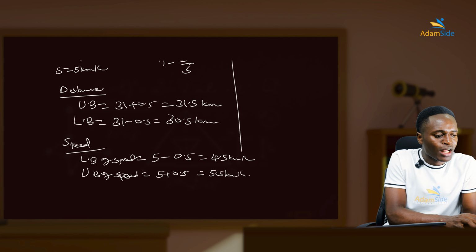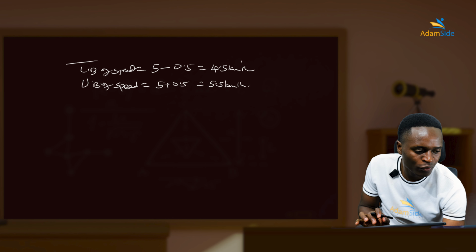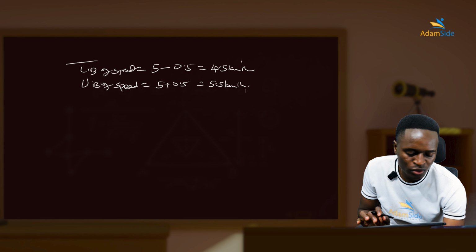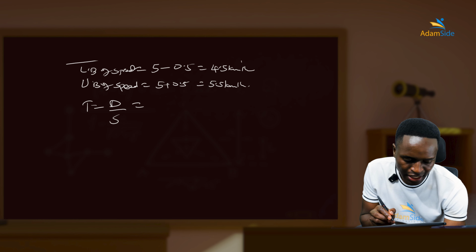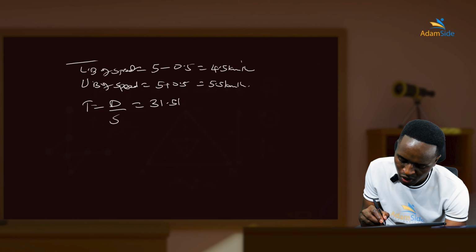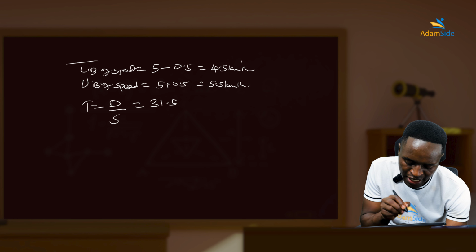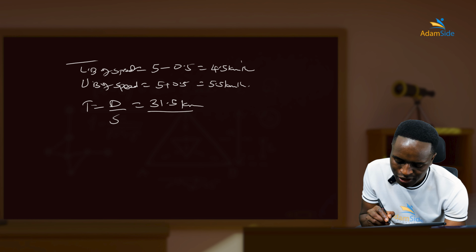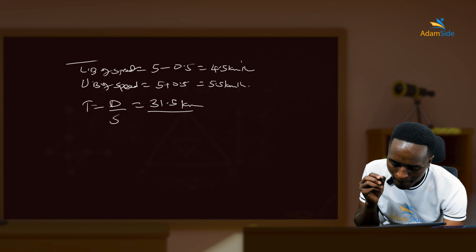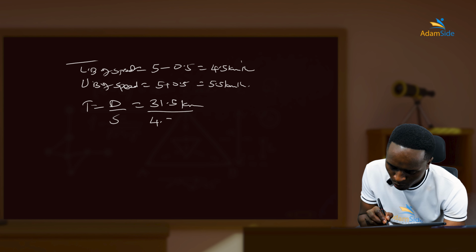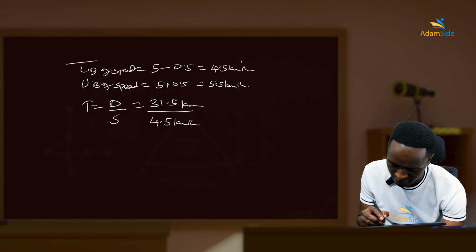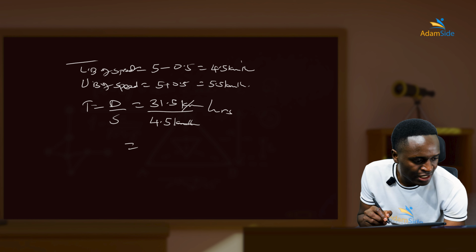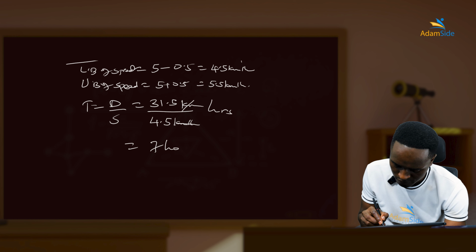Now, the question says, work out the upper bound of the time taken for Anna's walk. If we need the upper bound of the time, we need to take the upper bound distance, because time taken is equal to distance divided by speed. We take our upper bound distance, which is 31.5 kilometers, divided by our lower bound speed, 4.5 kilometers per hour, so that we get the upper bound of time taken. That's where the examiner's trick is. If you divide that, you will get 7 hours.